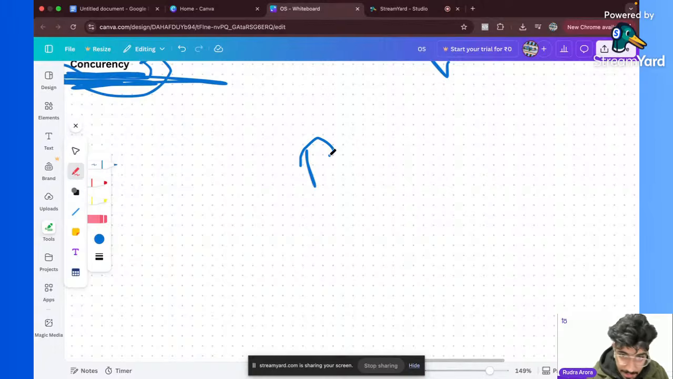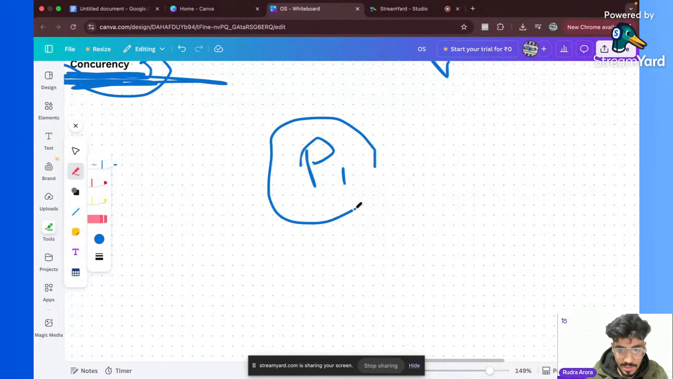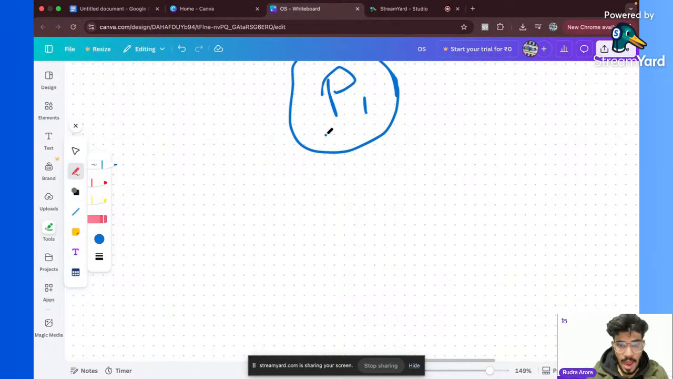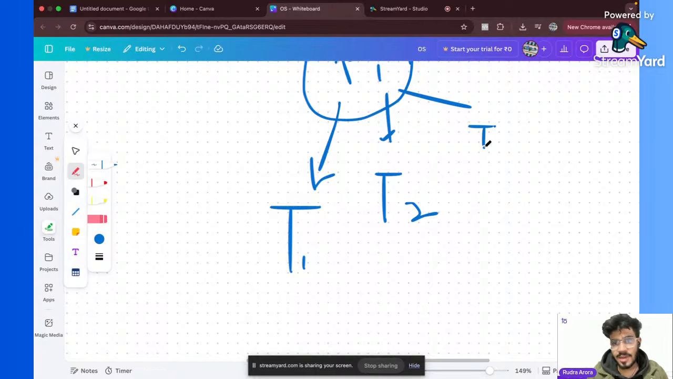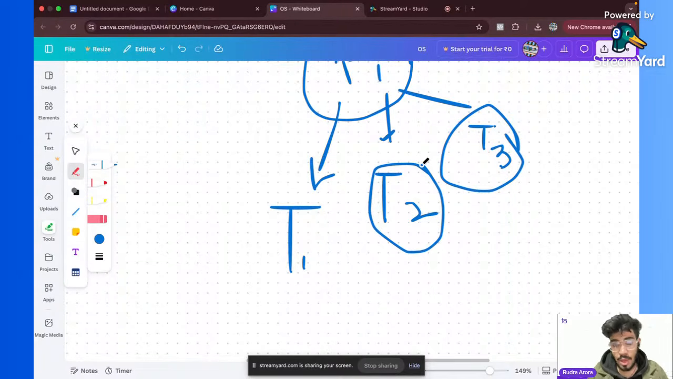P1 is a process, and its sub-processes, which are lightweight processes, are T1, T2, and T3. We divide the process into these threads in such a way that they are independent of each other. As they are independent of each other, we achieve concurrency in a very fast manner.